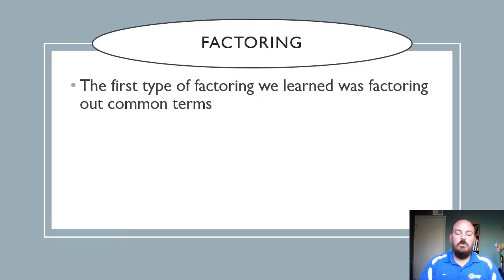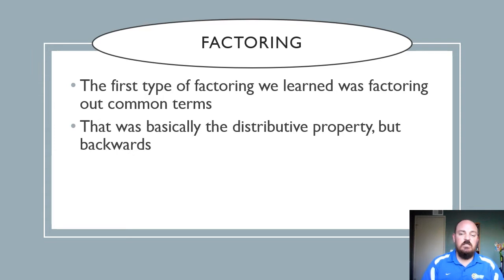So first of all, let's start with a quick review. The first type of factoring that we learned was called factoring out common terms. And what we learned is that it's basically the distributive property but backwards.